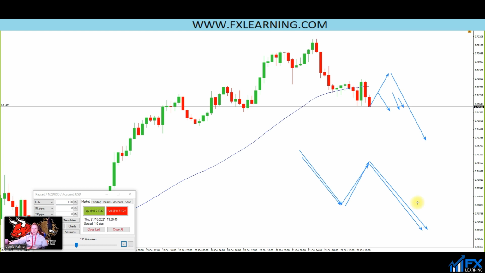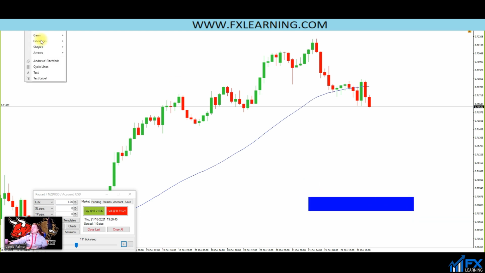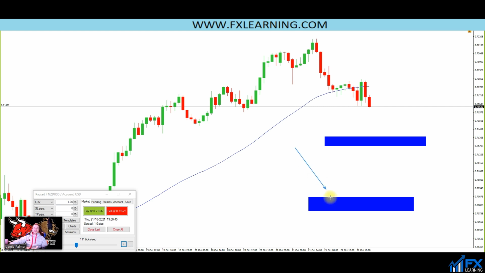Why? Because resistance lines happen on the top. So if I just bring this up like this here, we've got two boxes. One is a support line, one is a resistance. The bottom is always support and the top is always resistance, okay?